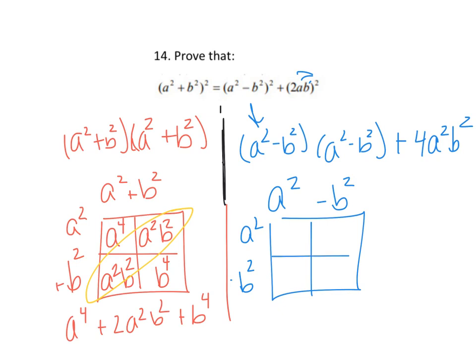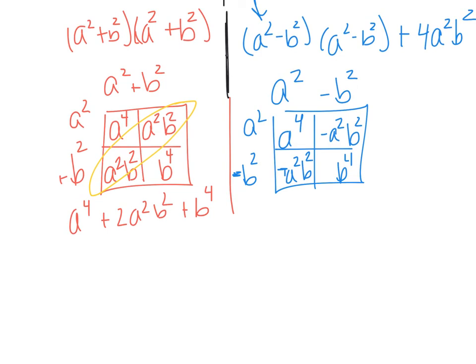So if I have a squared times a squared, I get a to the fourth. A squared times negative b squared is negative a squared b squared. Same thing here, negative a squared b squared. And I get b to the fourth here. Again, just like the left side, the diagonal is like terms. So I have a to the fourth minus 2a squared b squared plus b to the fourth. And I cannot forget about this guy. He was up there, 4a squared b squared.